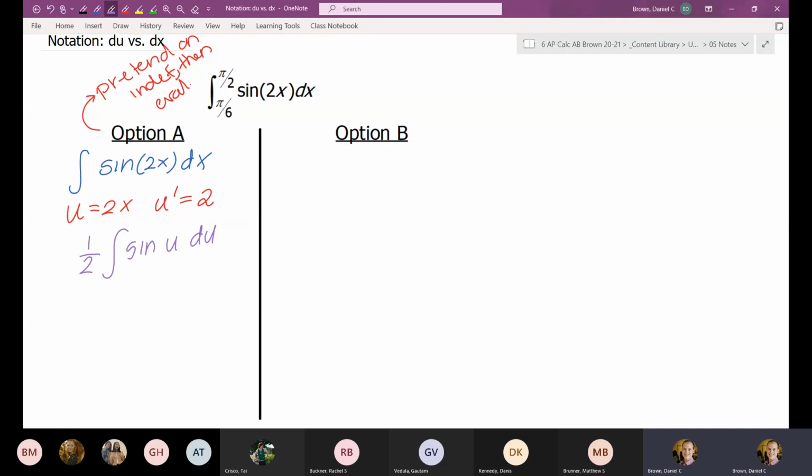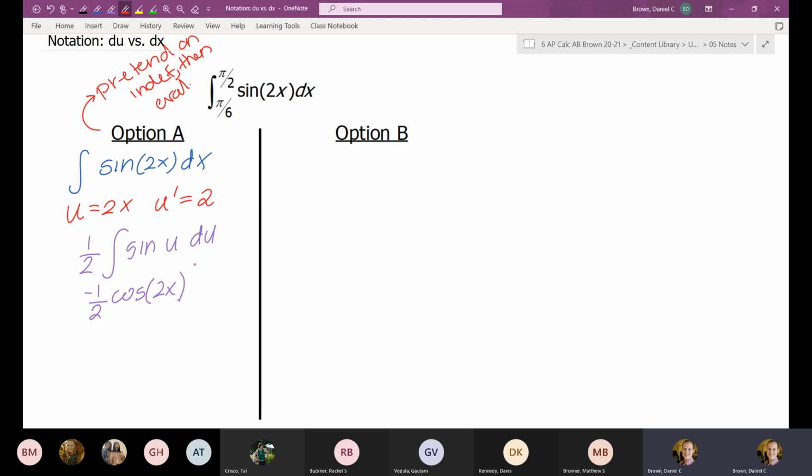And so then that becomes the sine of u, and I do have du over u prime. du over 2 just means a 1/2 is on the outside. Finding my antiderivative, 1/2 is a coefficient coming down. The antiderivative of sine is negative cosine. I'll go ahead and plug u back in.